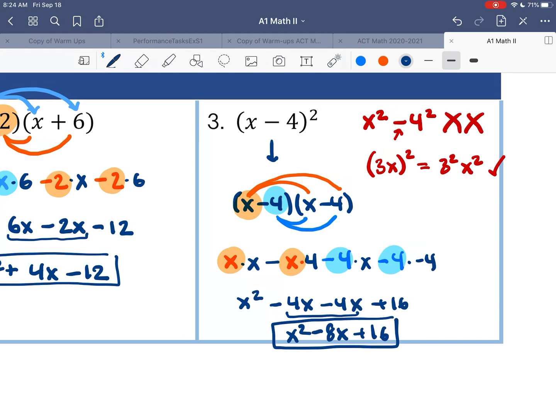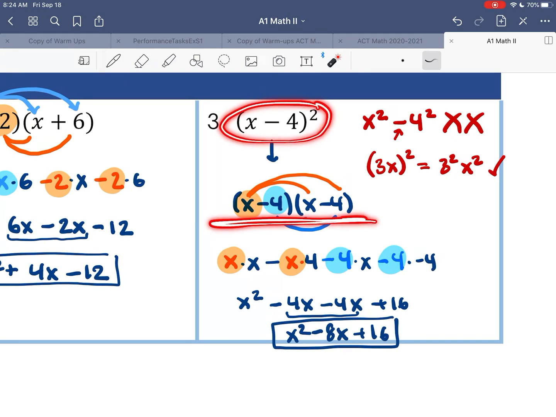So just be careful on those ones. Please don't just give the power to everything inside like this. It's a good idea, but it's wrong. It only works if it's multiplied inside, and these are subtracted, or adding would also be the same situation. So what this is saying is this: (x − 4) is multiplied by itself.